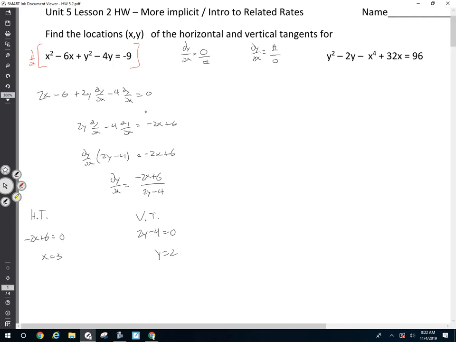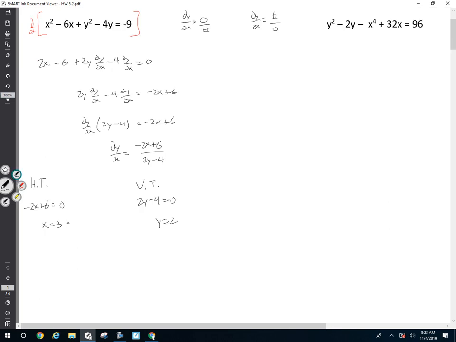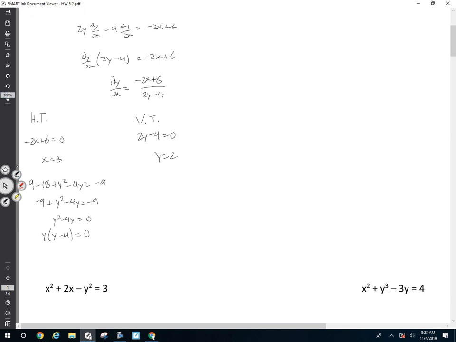As for the xy locations, so just practicing taking this x, plugging it back in, taking this y, plugging it back in. I get 9 minus 18 plus y squared minus 4y equals negative 9. That's negative 9 plus y squared minus 4y equals negative 9. So that's just going to be y squared minus 4y equals 0. Factor out a y. I'll get y is 0 and 4. So that's 3, 0. And 3, 4.